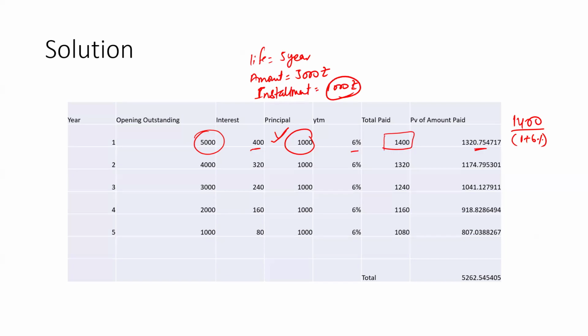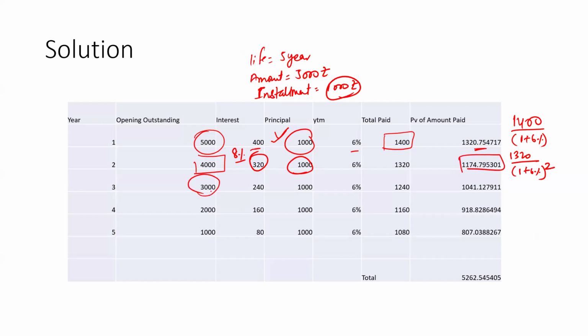Okay, so then next year the loan outstanding is 4,000. On 4,000, 8% is the rate of interest, that will be 320. Then again ₹1,000 is paid. Now total paid is 1,320. And then if I find the present value of 1,320, divide by 1 plus 6% to the power 2, because this is paid after 2 years, I'll get this value.